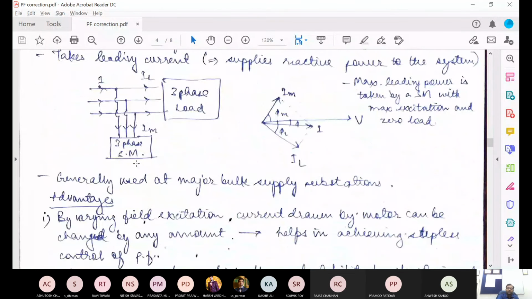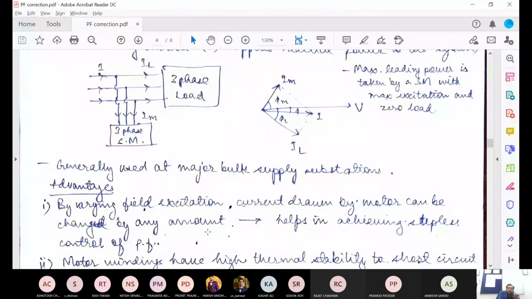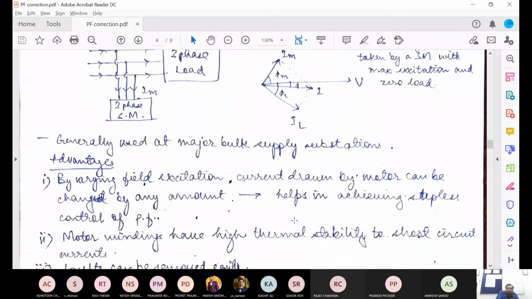But with this, that intermediate or smooth variation of the power factor is possible, because here we can vary the field current, which is a continuous current. We can always vary it in a continuous fashion, and accordingly the amount of excitation will change, and the net power factor can be varied in a stepless, continuous manner. So that is one advantage over the capacitor banks.